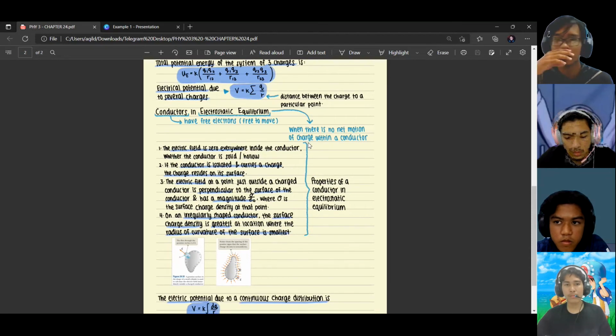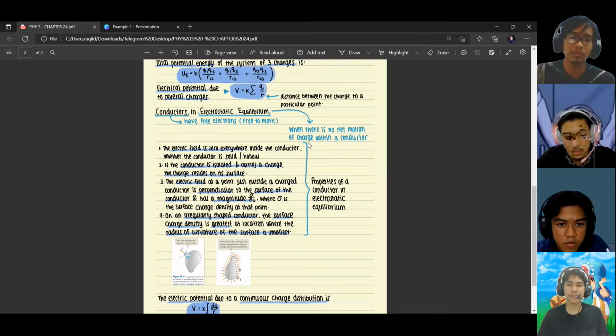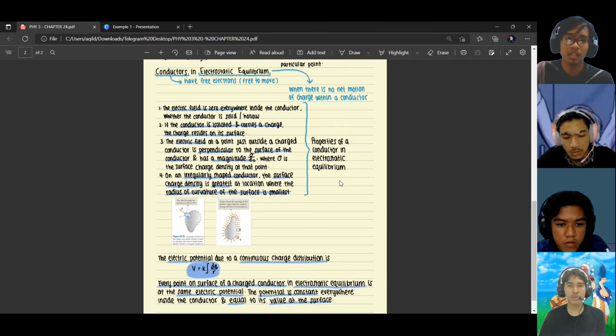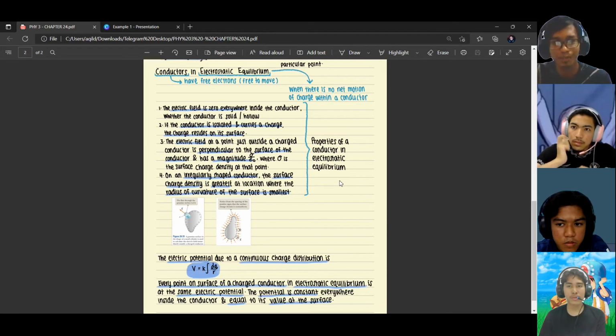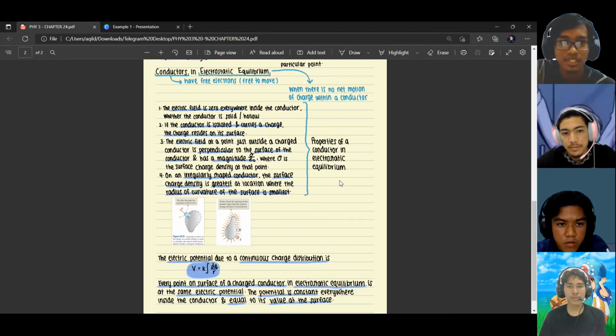Okay, conductors in electrostatic equilibrium. As in chapter 2 and chapter 3, as we know, a conductor is a thing that has free electrons, free to move. So electrostatic equilibrium is when there is no net motion of charge within a conductor. Okay, so here I'm going to explain properties of a conductor in electrostatic equilibrium. First one, the electric field is zero everywhere inside the conductor, whether the conductor is solid or hollow.